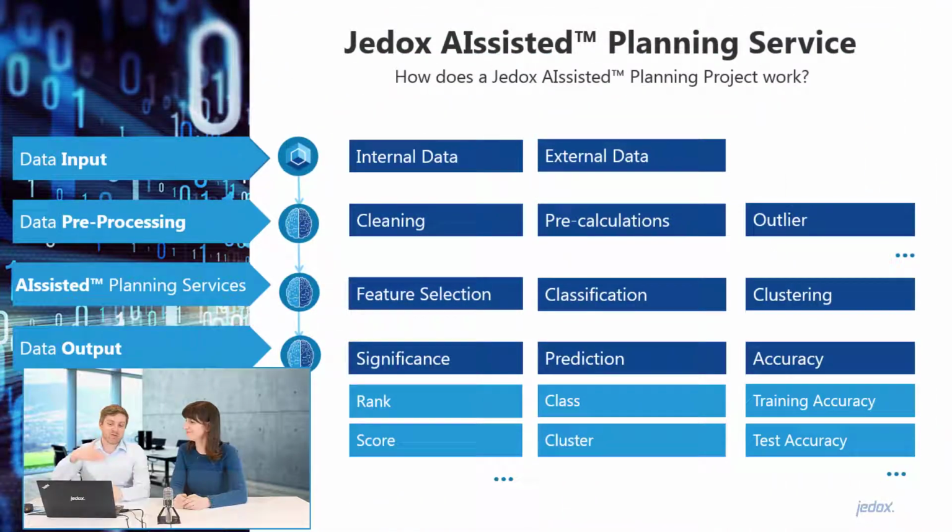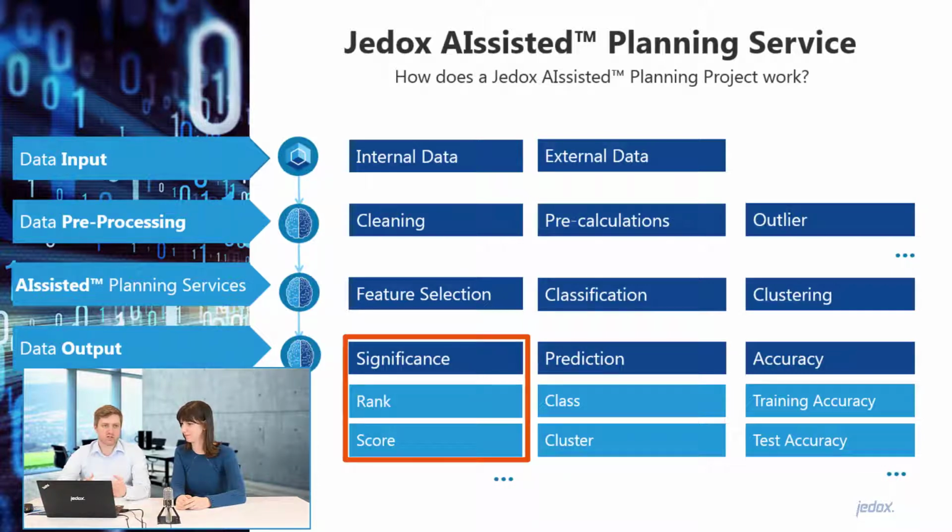So now we have a look at the data output, because this is what we are interested in. Everything before was just, we have to do this because we want to have this output. And here we have different things. So we have significance for feature selection. It tells us the impact of a special feature on the target. So it's all about impact, significance, rank, score.